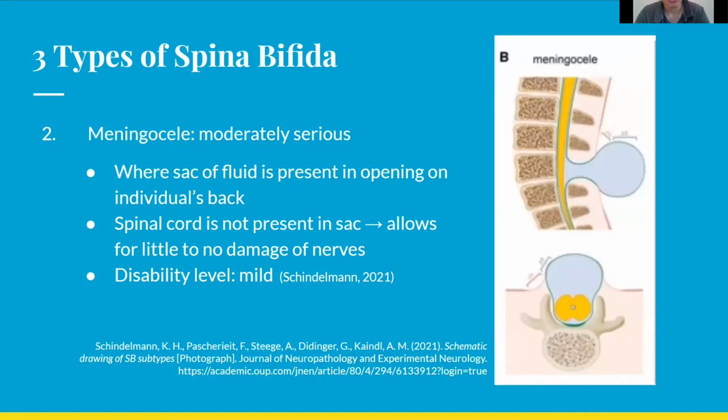The second type is called a meningocele. This form of spina bifida is slightly more serious. Here, there is a visible sac present along the spinal cord, and it is filled with spinal fluid, but the spinal cord is not actually present within the sac. Because of this, the nerves stay relatively safe from damage. The individual may have slightly weakened leg or back muscles, but overall will have little to no disability.